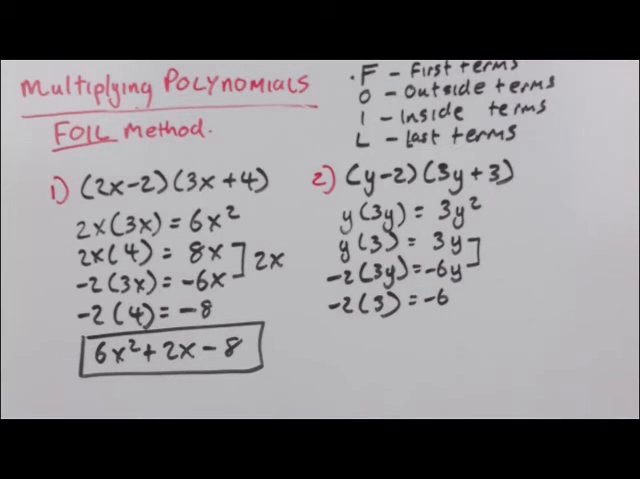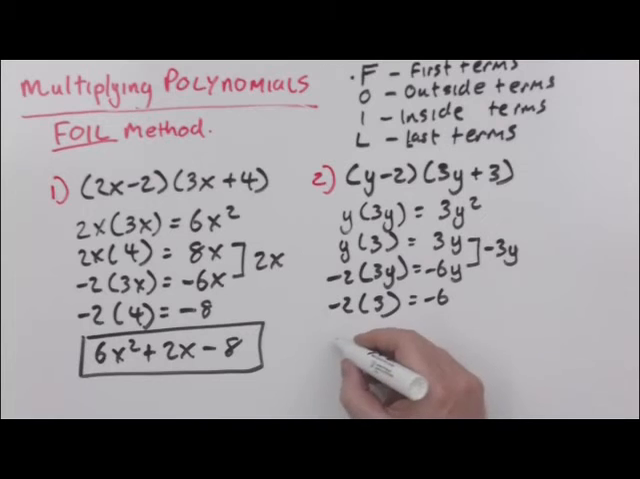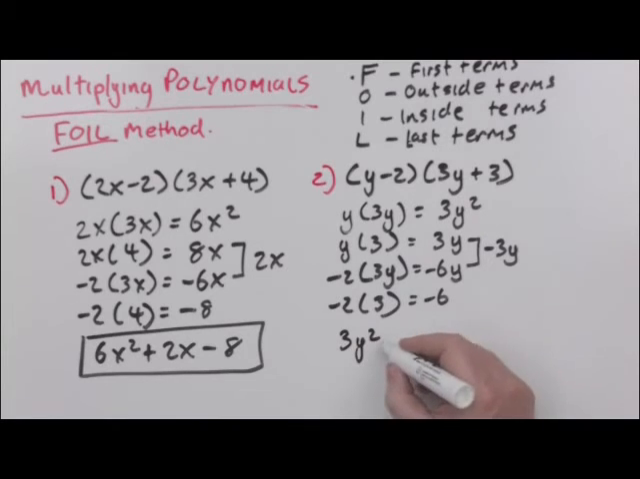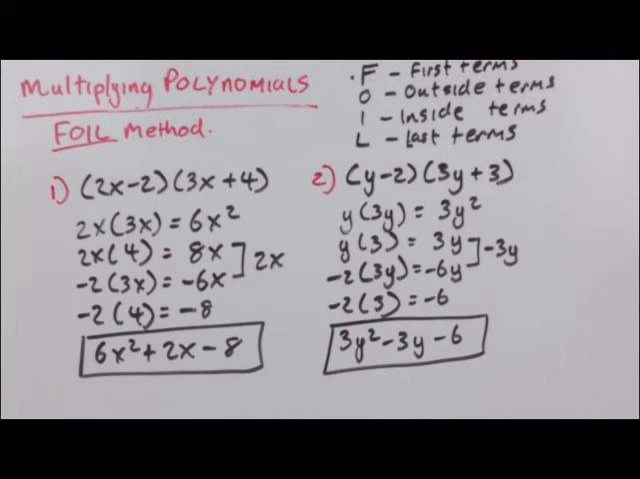Combine like terms, 3y minus 6y is negative 3y. So here's my answer. I've got 3y squared minus 3y minus 6. And that is my answer using the FOIL method. Great. Now we're going to look at a word problem for area.